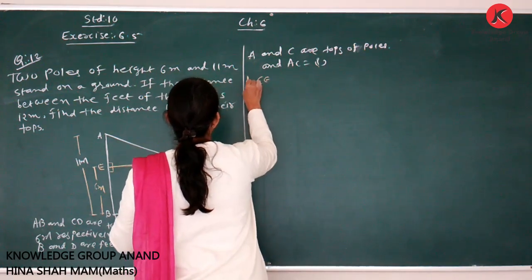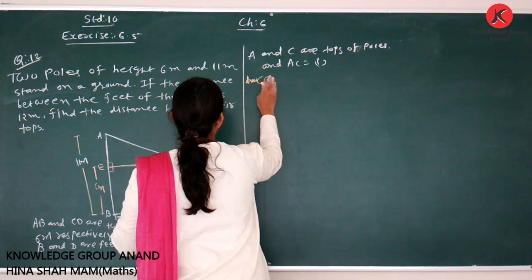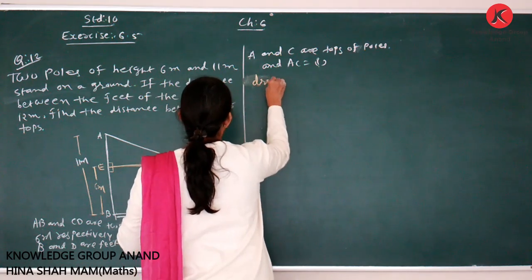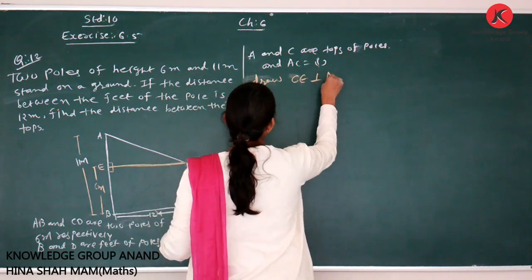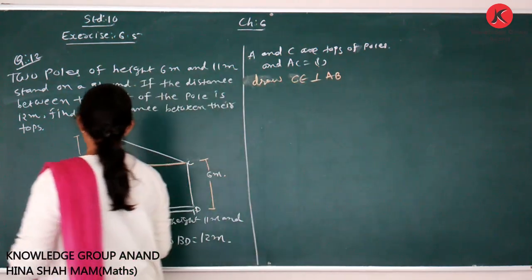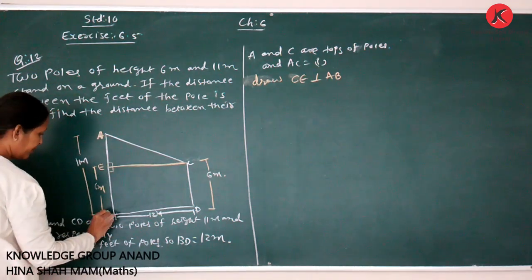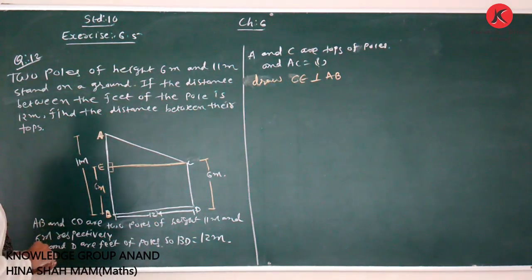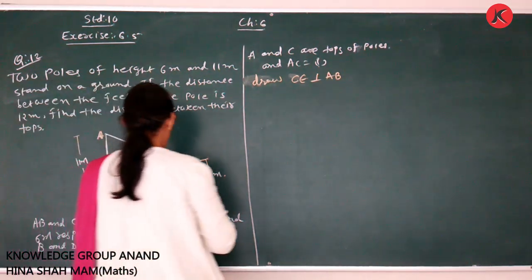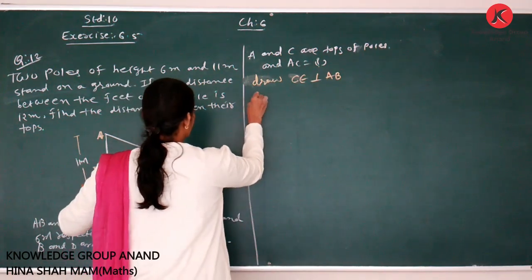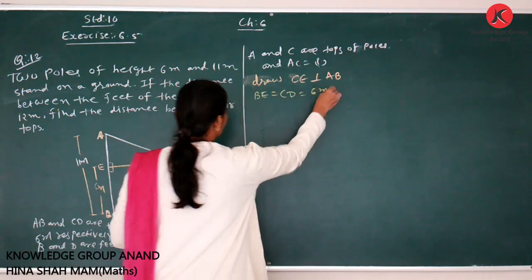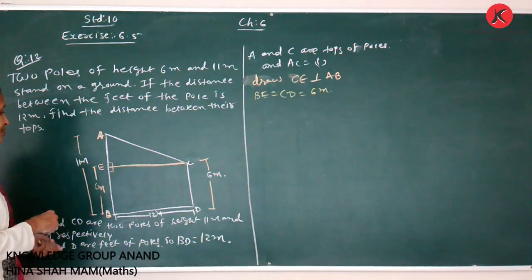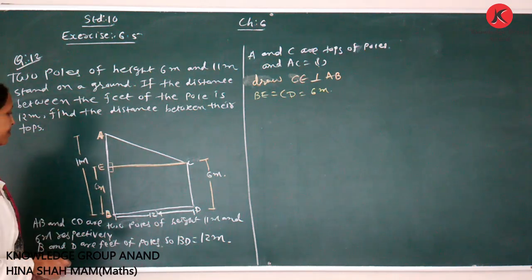Draw CE perpendicular to AB. And BE is equal to CD is equal to 6 meter.